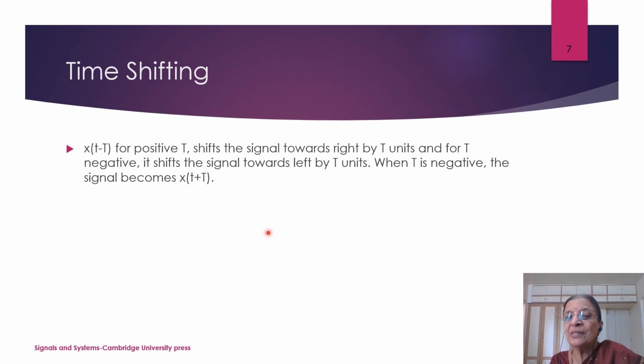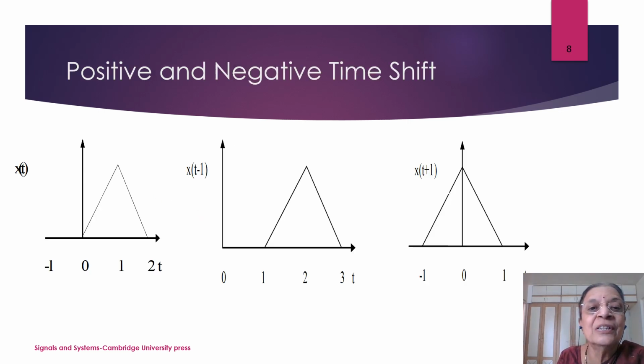Now, sometimes we would like to compare two templates, and you find that the templates look identical but they are shifted in time. In this case, the time shifting property comes to help. If I write x of t minus capital T, then the corresponding signal x(t) is shifted towards right by capital T units. If I write x of t plus capital T, then the same signal x(t) is shifted towards left by capital T units.